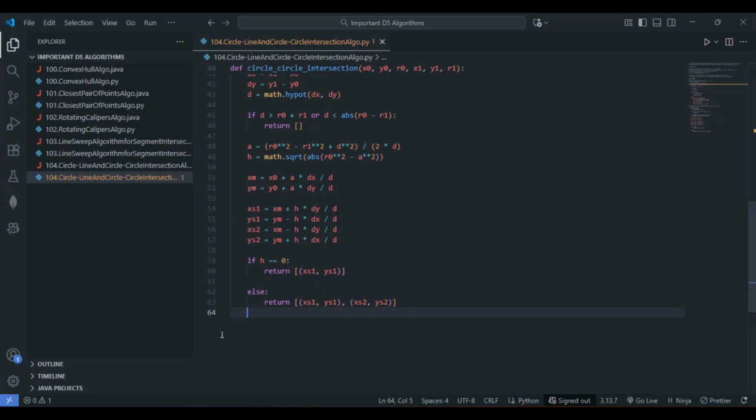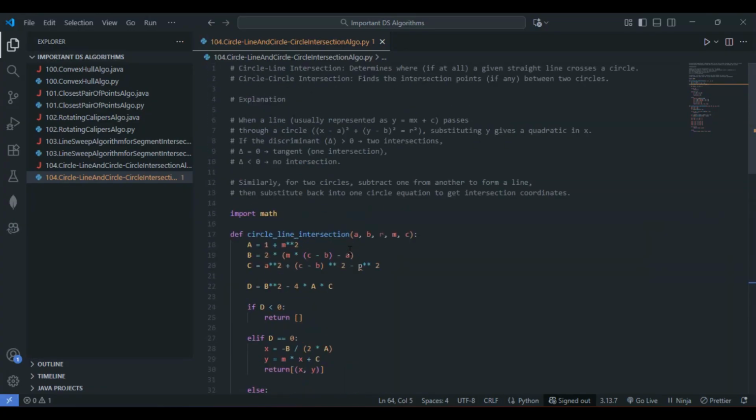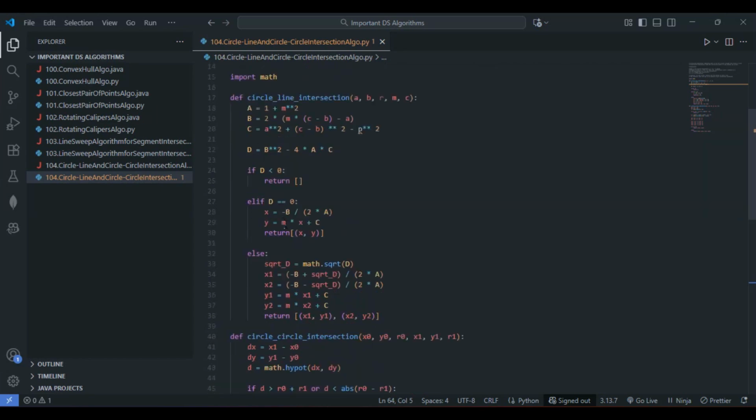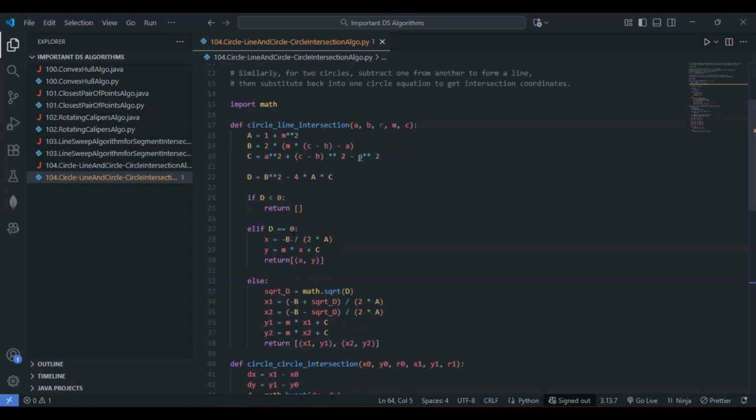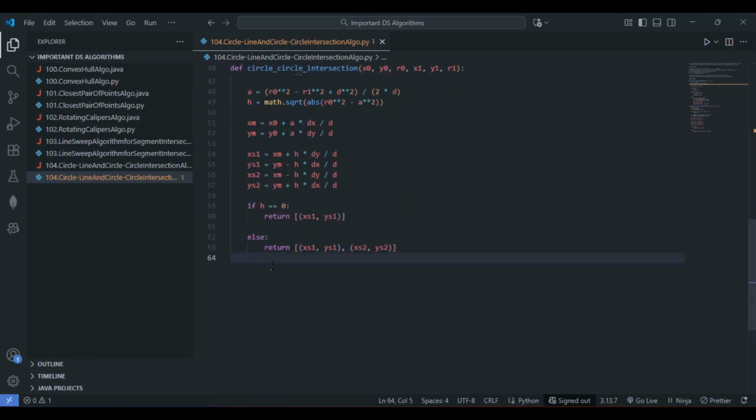So let's do one thing. We are done with both the algorithms in single shot: the circle line intersection as well as the circle circle intersection, right? So now let's go with the demo usage or the example usage. I'll just take the example usage from Google as usual.